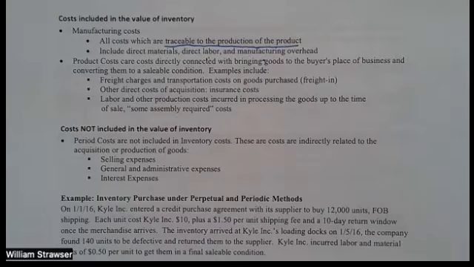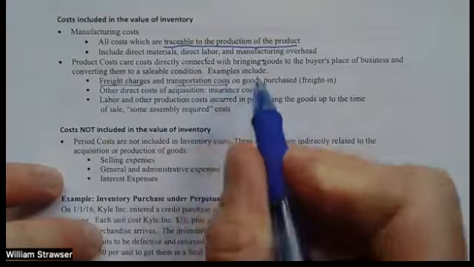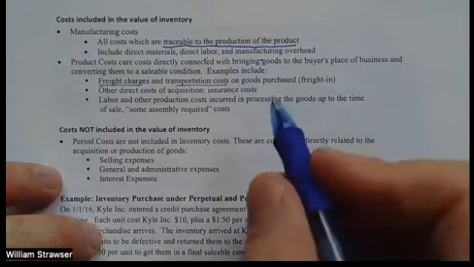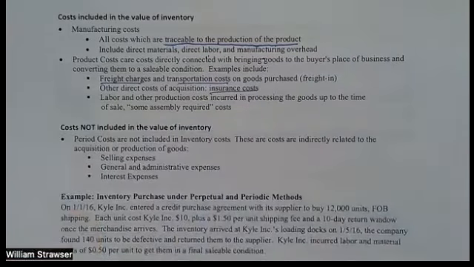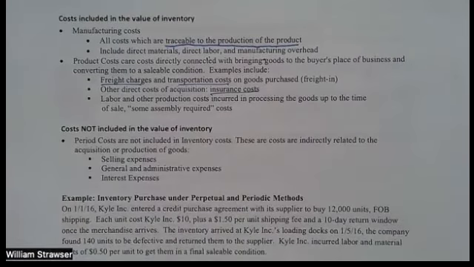Product costs are directly related to bringing the goods to my place of business. So we're talking about freight charges, transportation costs, other direct costs of acquisition. So if I have to get some sort of insurance on it, and any labor or production required to get goods ready up to the time of sale. So like maybe I have to package it, I have to put something together, I have to add some bells and whistles before I put it on the shelf.